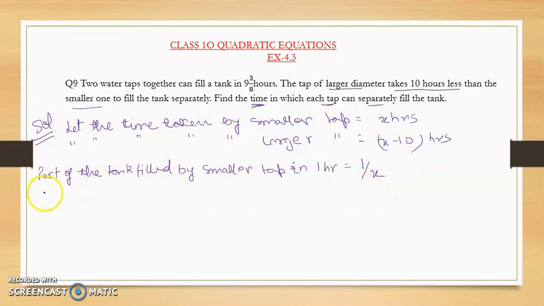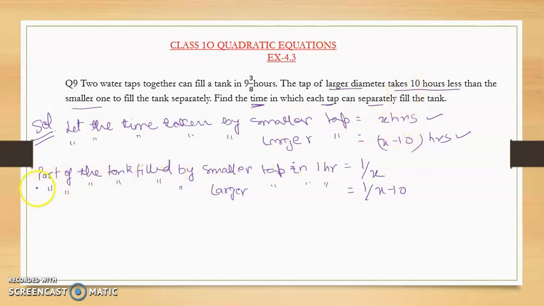Similarly, the part of the tank filled by the larger tap in 1 hour will be how much students? 1 upon x minus 10. Are you following till here? Because we have taken the time from our side to be x hours, the time taken by the larger tap is x minus 10, because this is given in the problem. From here we got this.